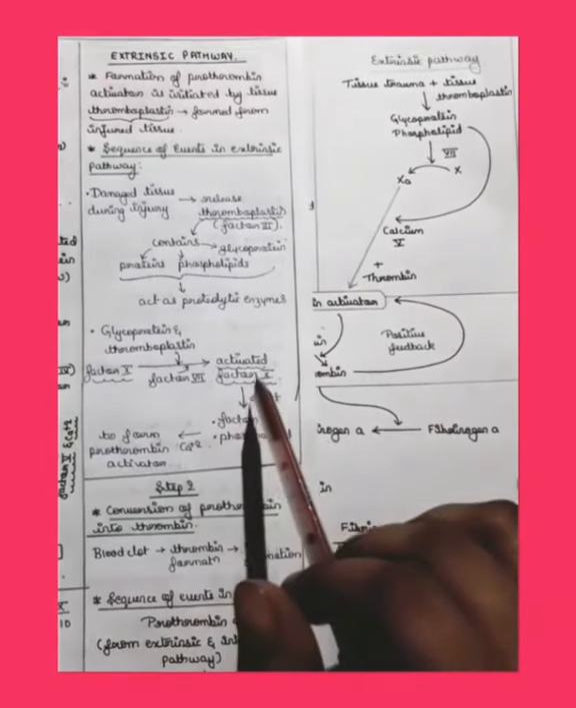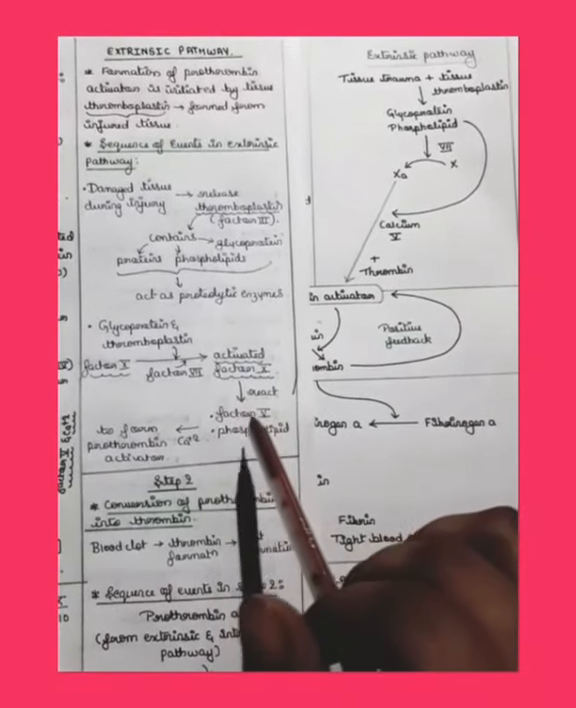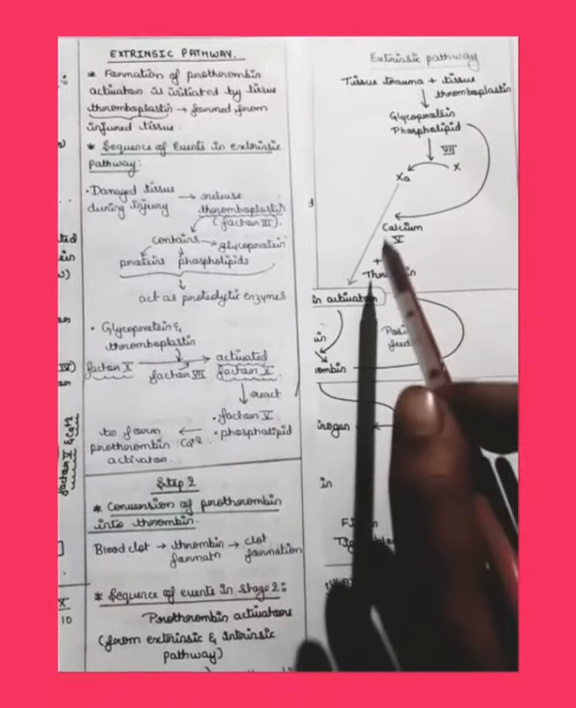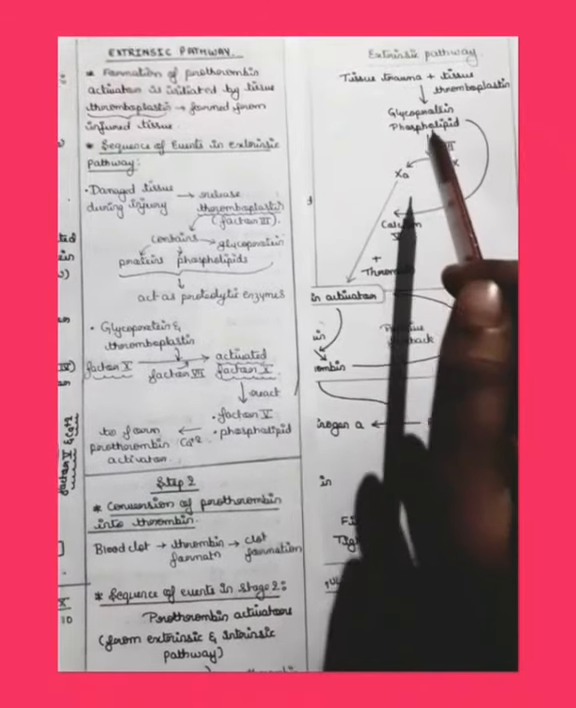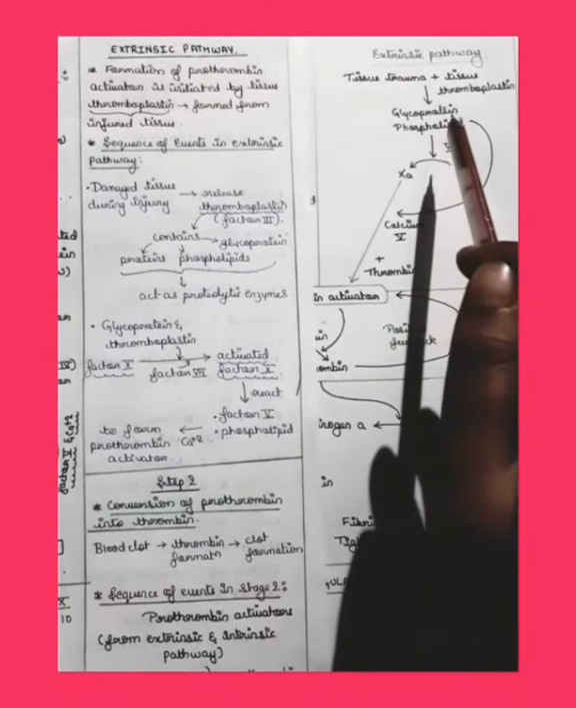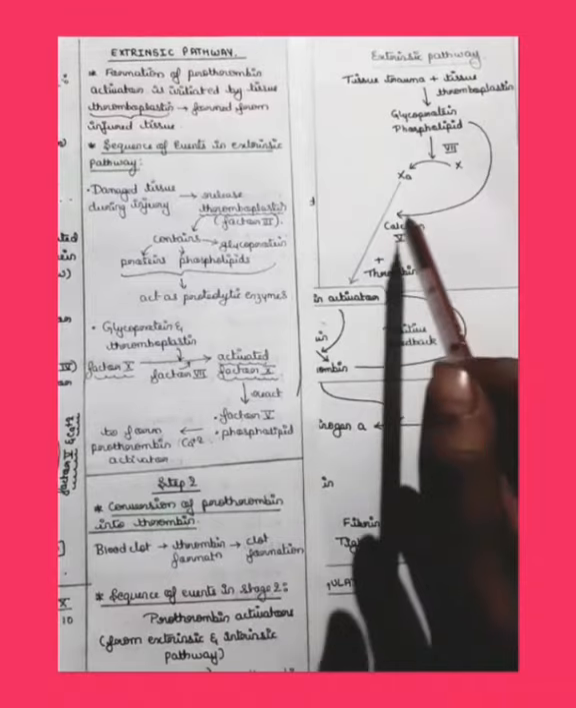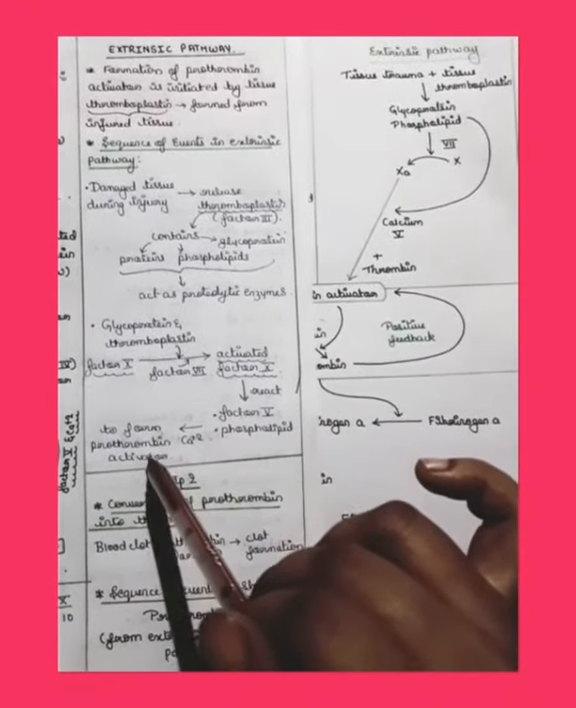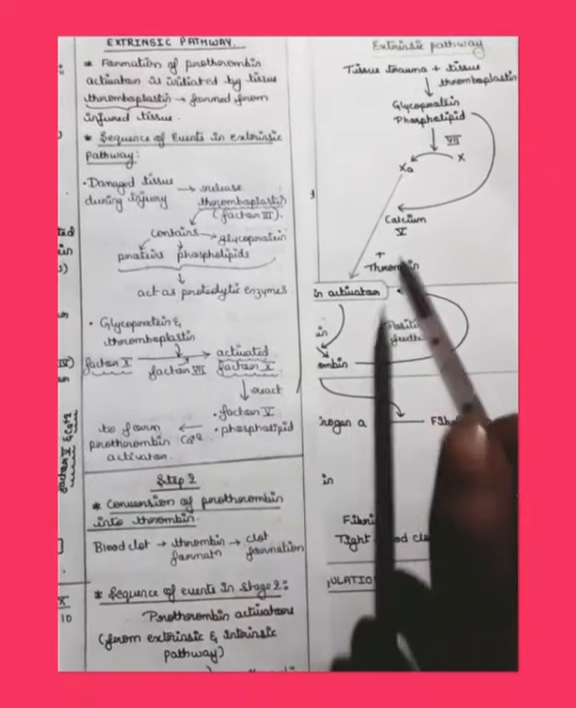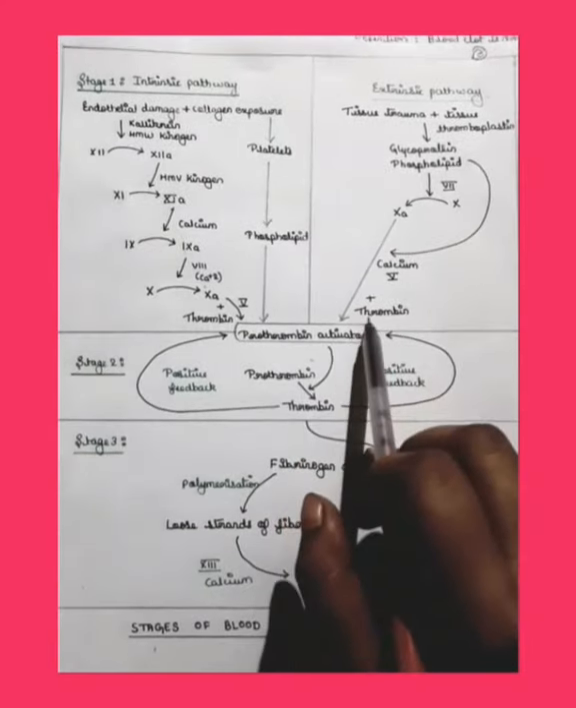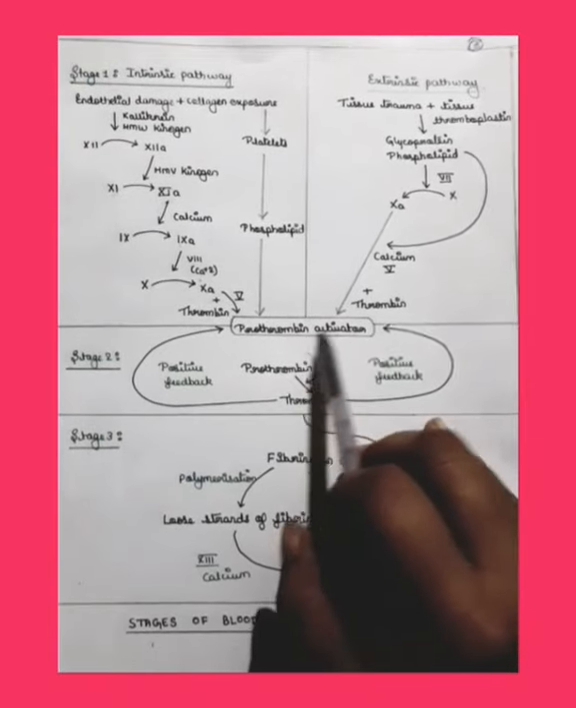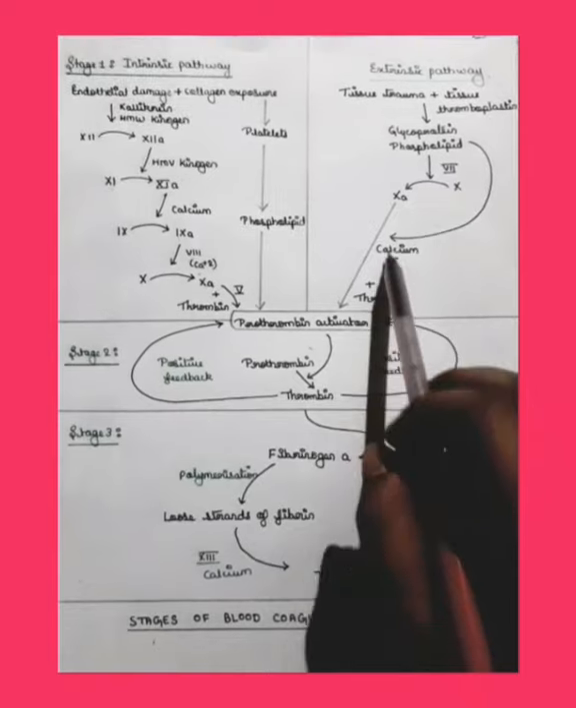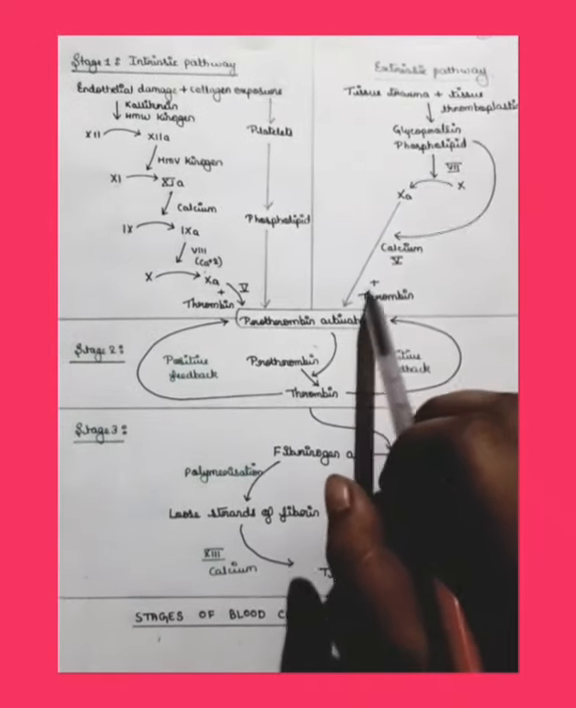Further, it will react with factor 5 and the phospholipids. In the presence of calcium, this leads to the formation of prothrombin activators. As you can see, this is to form the prothrombin activators. This thrombin mainly activates factor 5. So it is written here.